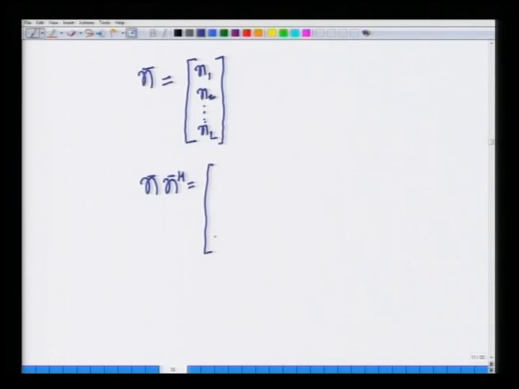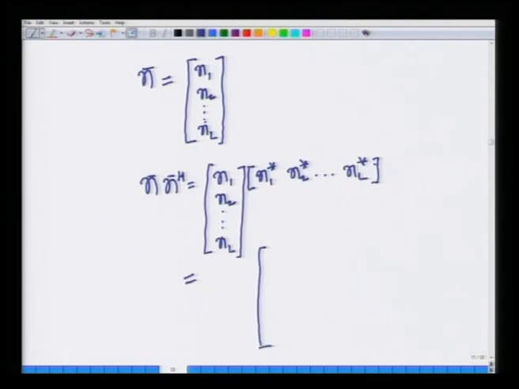So, n bar Hermitian is nothing but n1, n2, up to nL, the vector, times, now n bar Hermitian is nothing but the transpose, which is the row vector, and the conjugate. So, that is n1 conjugate, n2 conjugate, up to nL conjugate. I will write this down as a matrix. Look at this. This is the first row, first column of this, which is n1 times n1 conjugate, which is magnitude n1 square.